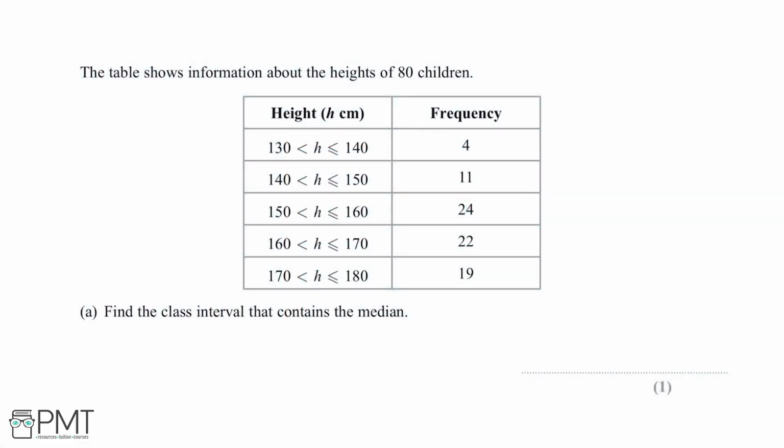The table shows information about the heights of 80 children. Find the class interval that contains the median. So the first thing we'll need to know is what the median is. So the median is the middle value when they are arranged in ascending order.